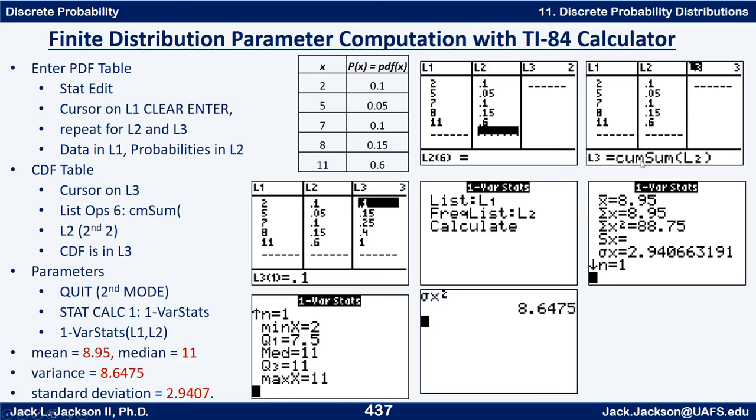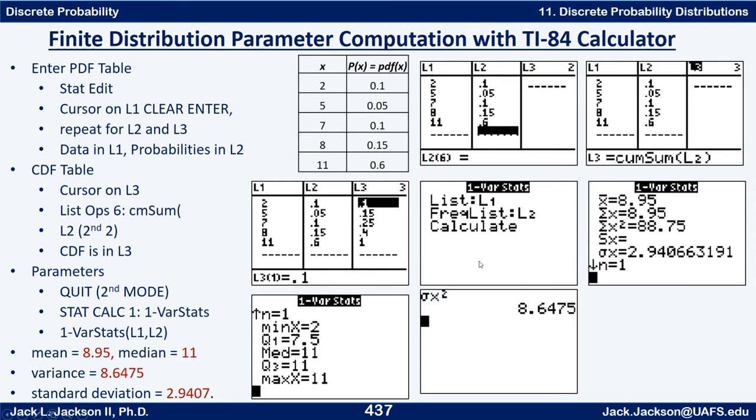And just type in cumulative sum of L2 and hit Enter. Now cumulative sum is written right here, list ops 6, cumulative sum. Okay, and then L2, which is second 2, close parentheses, enter, and notice it will give you a cumulative sum of L2, which is in fact the CDF. So you have the values of the PDF in L2, the values for the CDF in L3. Just like we can do many descriptive statistics, we can do the parameters here in this case with one variable statistics.